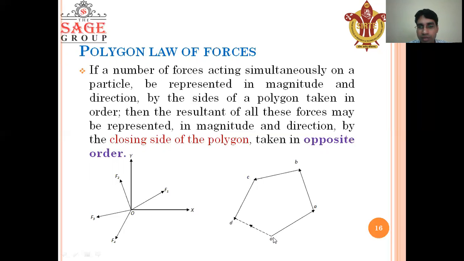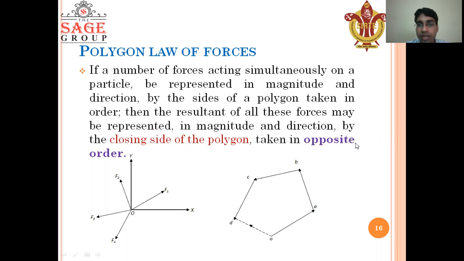Initially we start from this point O. F1 is represented by OA, F2 is represented by AB, F3 is represented by BC, and F4 is represented by CD. Then the resultant of all these forces may be represented in magnitude and direction by the closing side of the polygon. This is the closing side of the polygon taken in opposite order.